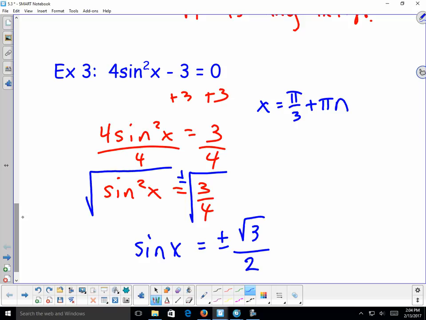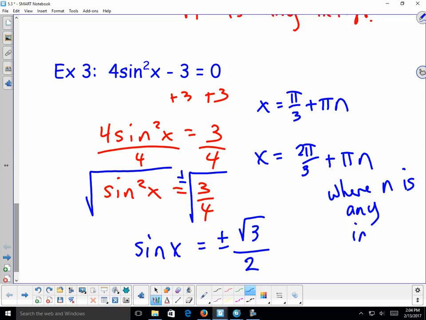All right, so what we're going to write is x equals pi over 3 plus pi n, where n is any integer, and x equals, can we do the same thing with the 2 pi over 3? Yep. So 2 pi over 3 plus pi n instead of 2 pi n, right? Where n is any integer. Are we okay with this? Let's take a look at the next one.